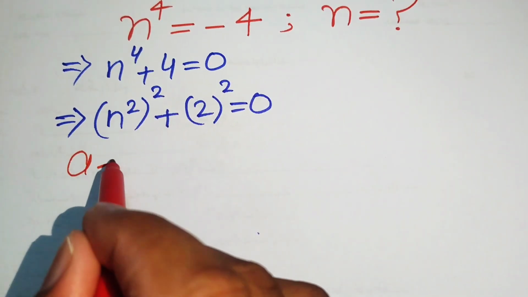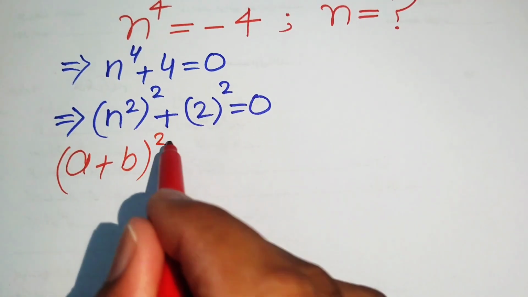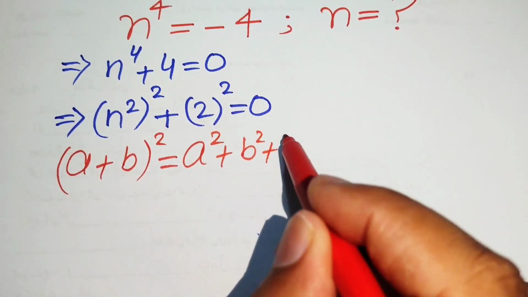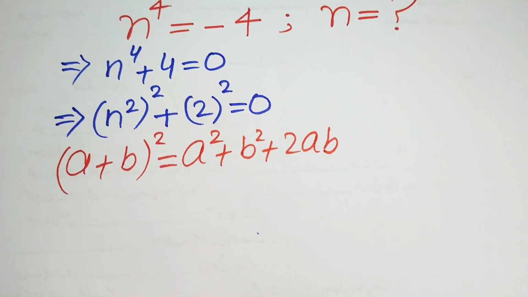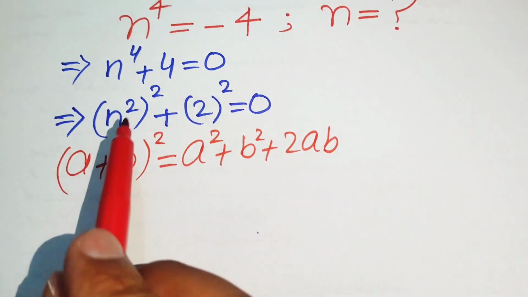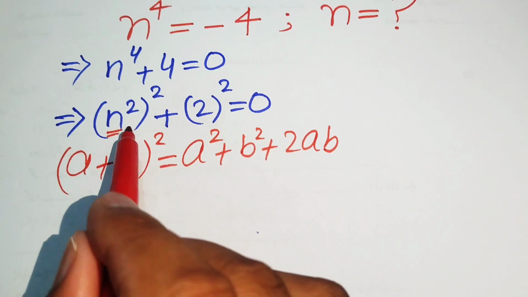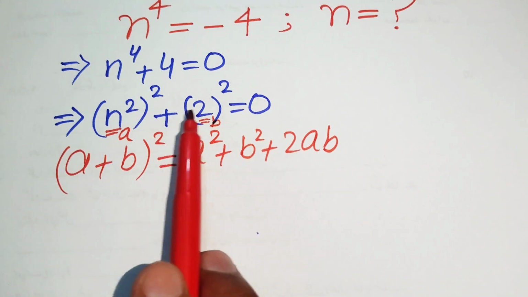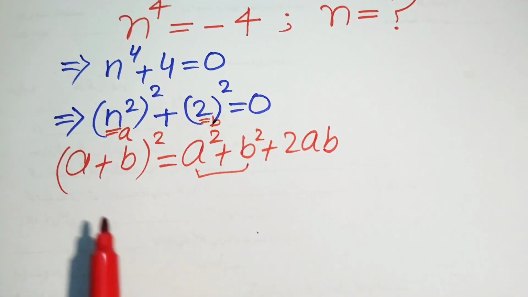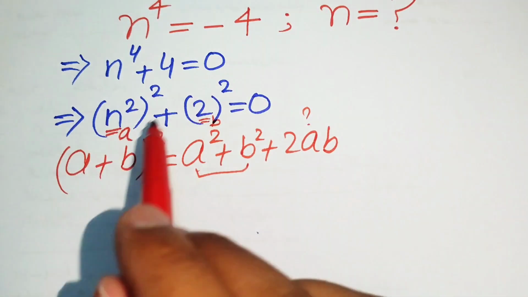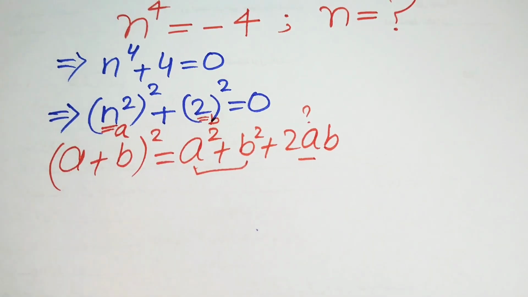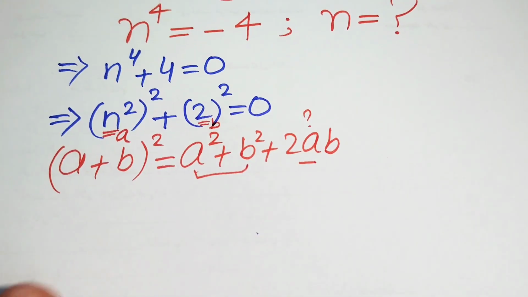If we have a plus b whole square, it is equals to a square plus b square plus 2 times of ab. So if you see a and b in this equation, we have n square equals to a and 2 equals to b. So we have only two terms, a square plus b square, these two terms, and we need this term here. In the left hand side we need only this term, 2 times of ab. So we add or subtract 2 times of ab in the left hand side.